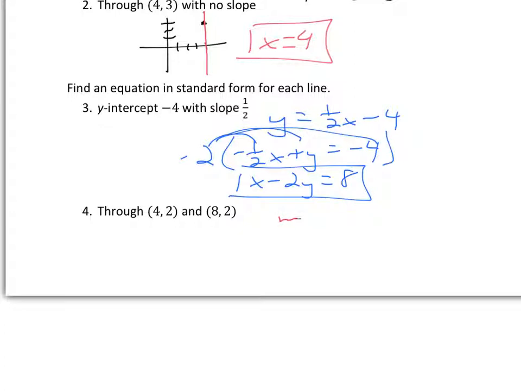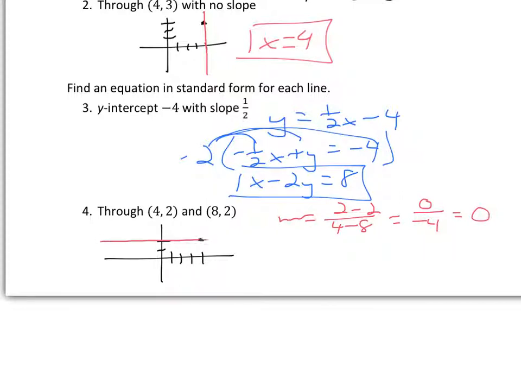Now, number 4, I need to find the slope of that one. So m equals 2 minus 2 over 4 minus 8. I get 0 over -4, so the slope is 0. Slope is 0. It's not no slope, so that means it's got to be a horizontal line. I'm at 4, 2, bam, the horizontal line goes straight through that point.